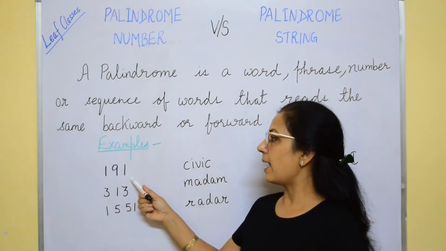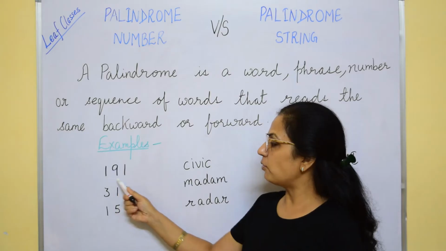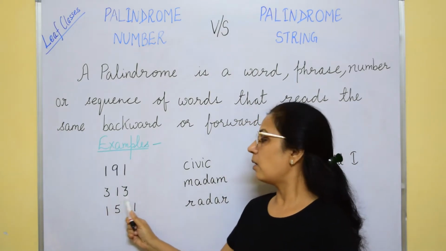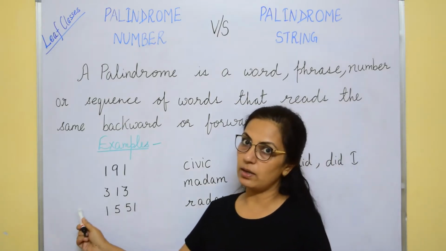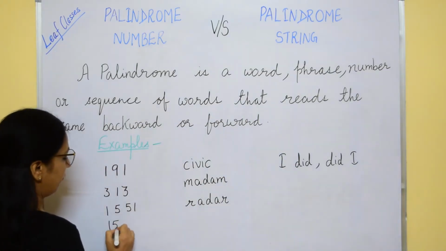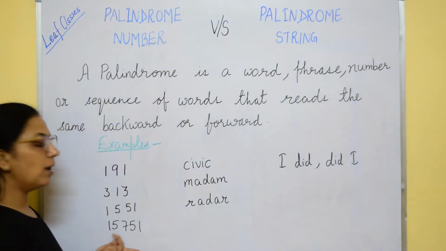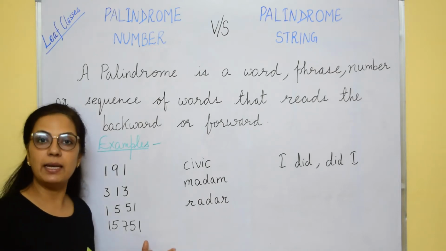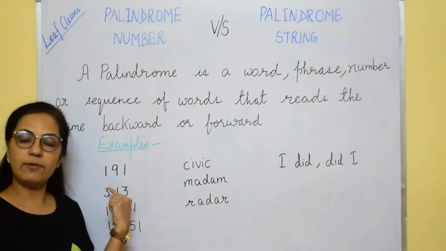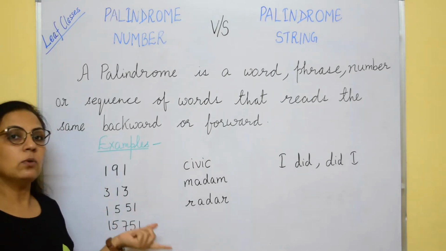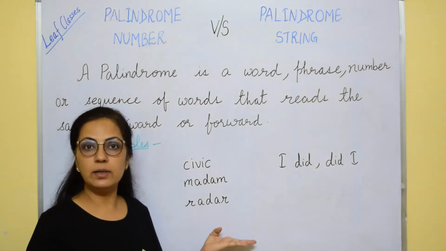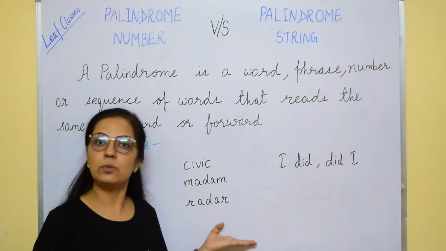Like 191. From left to right 191, right to left also 191. 313, left to right 313, from right to left also. 1551, or we can say 15751. All these are known as palindrome numbers. That means from left to right and right to left, if they reach the same value, it is a palindrome. The same is the case with palindrome words, palindrome phrases, palindrome strings.